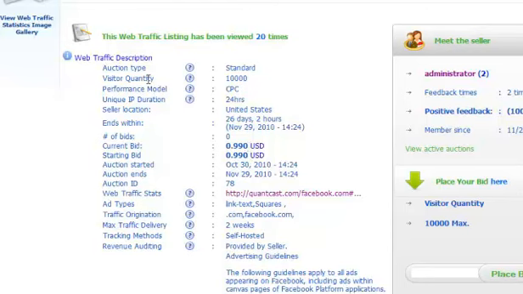The thing to remember about standard auctions is that it's a bulk media buy, which means basically that you are going to place a bid for the full amount of 10,000 visitor quantity. You're not paying per visitor, you're paying for the full amount of the visitor quantity offered in this listing.